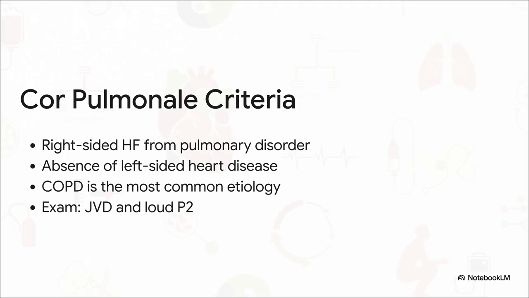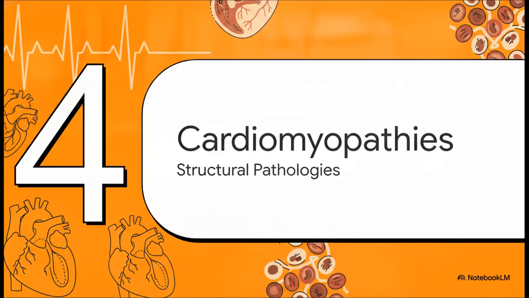When you're examining them, you're looking for JVD, peripheral edema, maybe a right ventricular heave, and a loud P2 that screams pulmonary hypertension. All right, Section 4, high-yield cardiomyopathies.